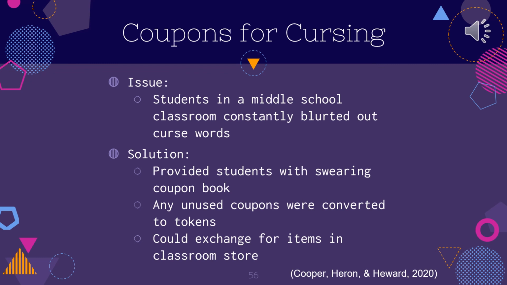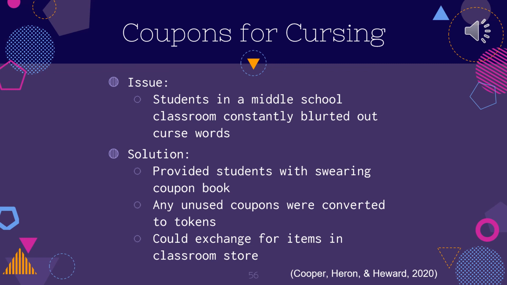The solution to this issue was to provide each student with a swearing coupon book. Anytime the student swore, they were to rip out one of their coupons and hand it over to the teacher. Any unused coupons were then converted to tokens, and these tokens, in addition to other tokens they could earn for other things, were then able to be exchanged for items in a classroom store.